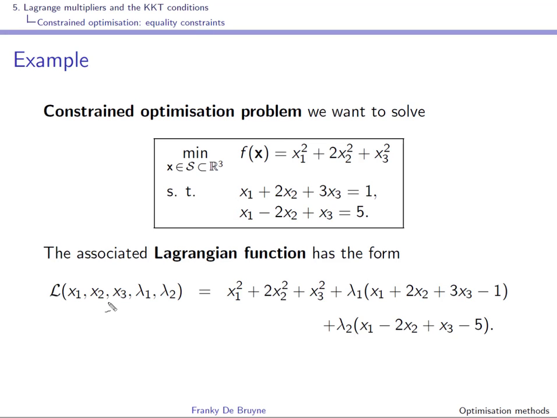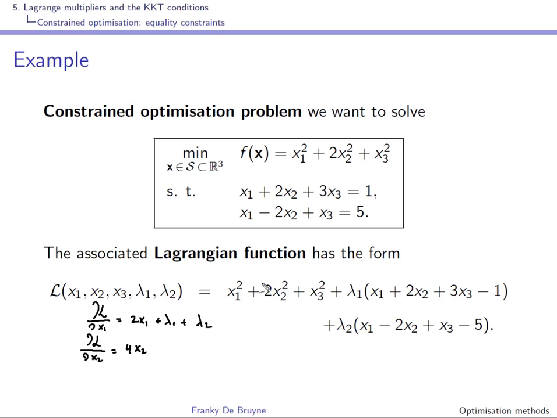If we take the partial derivative of the Lagrangian with respect to x1, you will have 2x1 here plus lambda 1, and over here plus lambda 2. The partial derivative of the Lagrangian with respect to x2 will have 4x2.